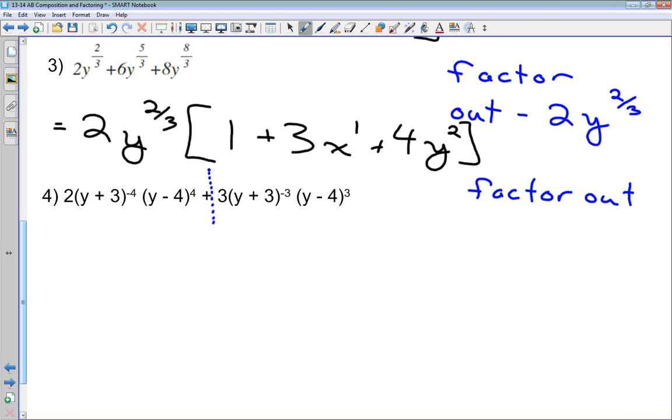It's not a variable, instead it is a binomial expression here. So we've got y plus 3 here and y plus 3 here. We've got y minus 4 in the first term, y minus 4 in the second term. So we're going to want to factor out, let's say, the binomial terms.